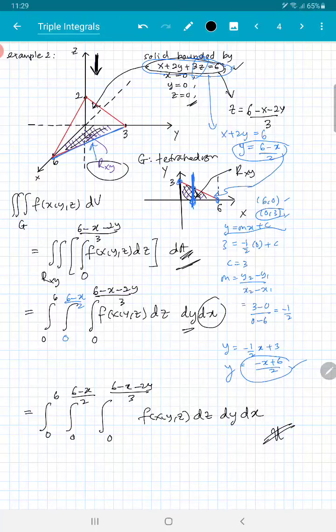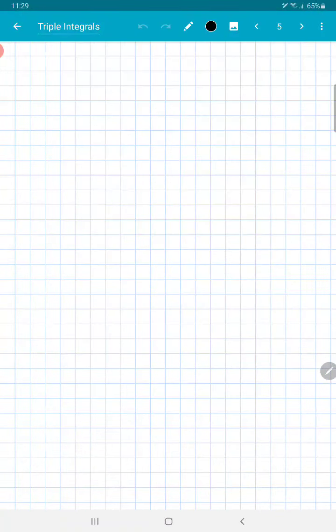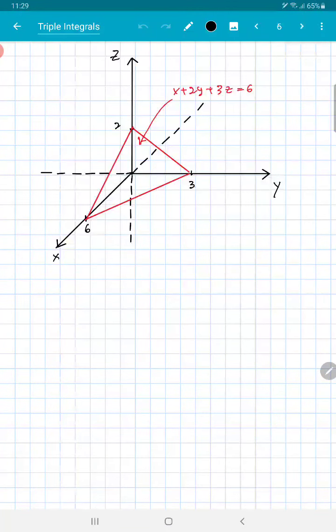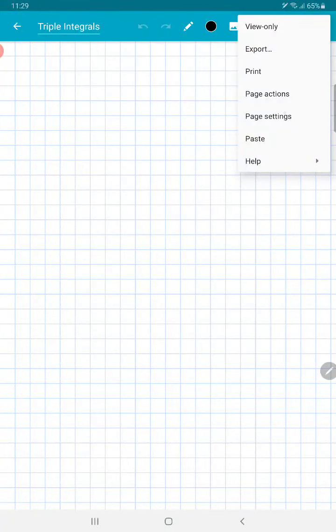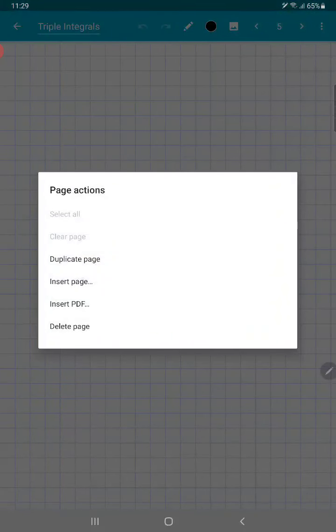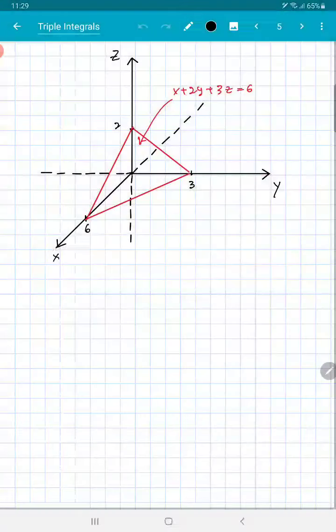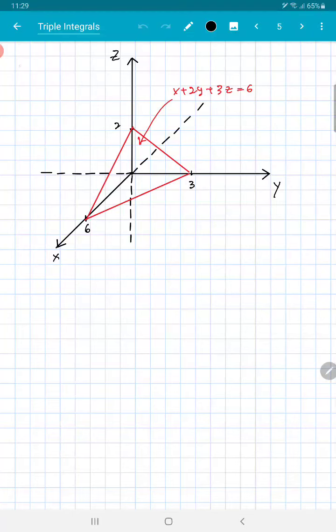All right. Now, we have to do this in 3 different ways. So let's proceed to the next one. Next way. I'm going to delete this page. So this is the second way, the second iterated integral.